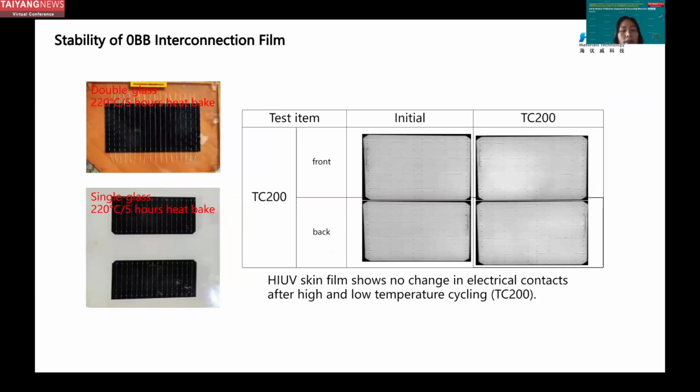Regarding OBB, we are mainly concerned about the TC test and the hotspot test. We have done some internal verification. In the early TC changes, the biggest problem came from the lag between the cells, the EL shadow problem. With the upgrading of our product structure, we have now achieved no change in EL.